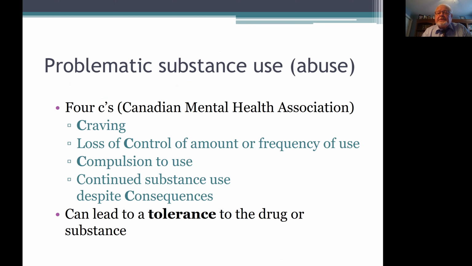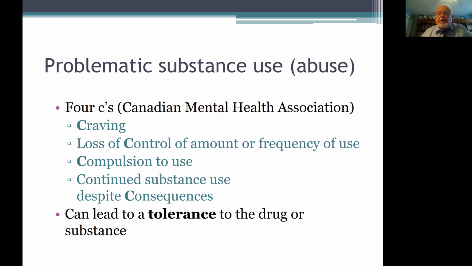Four C's can help us identify problematic substance use. Is there craving? Is there a loss of control? Is there a compulsion to use? Is there continued substance use despite consequences?